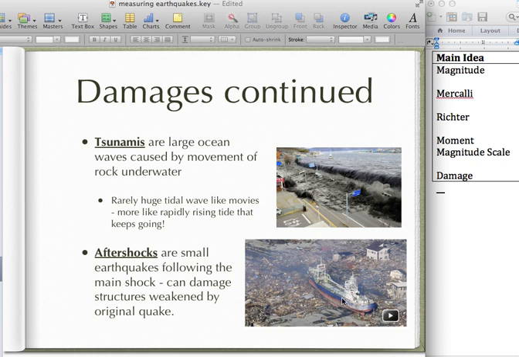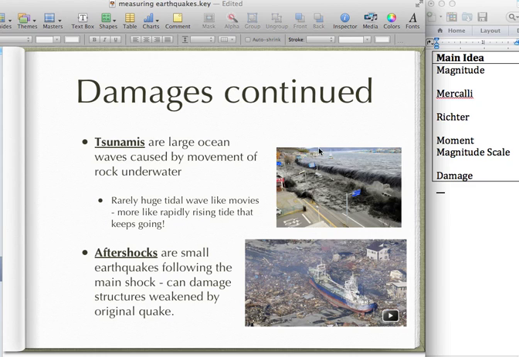Right? These are some pictures from the tsunami in Japan 3 years ago. They're rarely huge tidal waves like the movies, right? You see in movies like The Day After Tomorrow, this huge wave towering over the buildings, and it doesn't really ever look like that. It's more like if the tide just kept going up.